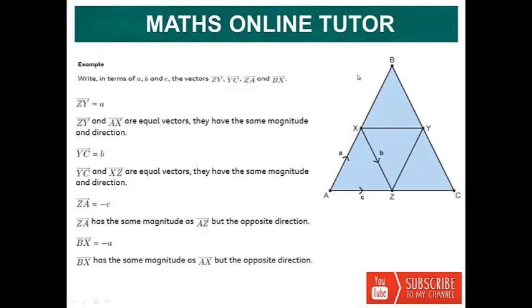Okay, now let's find out BX vector. BXZY is a parallelogram. In a parallelogram, opposite sides are equal and parallel. We have already found out ZY vector. ZY vector is equal to a. Therefore, XB vector is equal to a as well. However, we need to find out BX vector. Therefore, BX vector is equal to minus a.